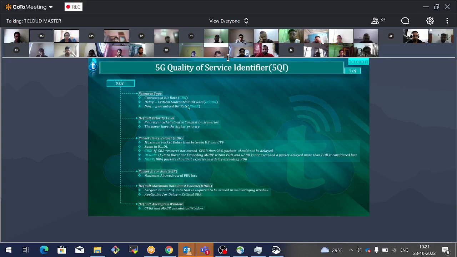Third category is non-guaranteed bitrate. So in this, one extra thing that we have introduced in this resource type is that GBR has an additional component called delay critical GBR. So 5QI values are segregated based on one of these 3 properties: GBR, or delay critical GBR, or non-guaranteed, NGBR.